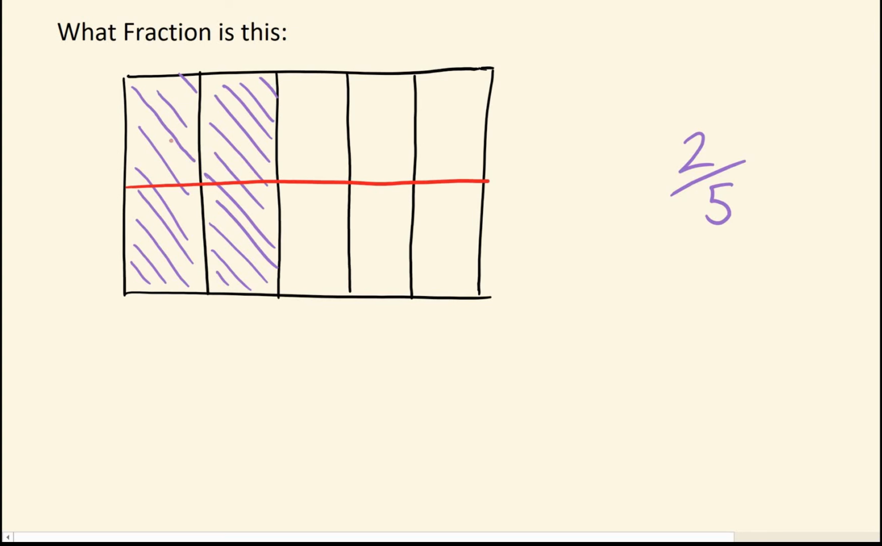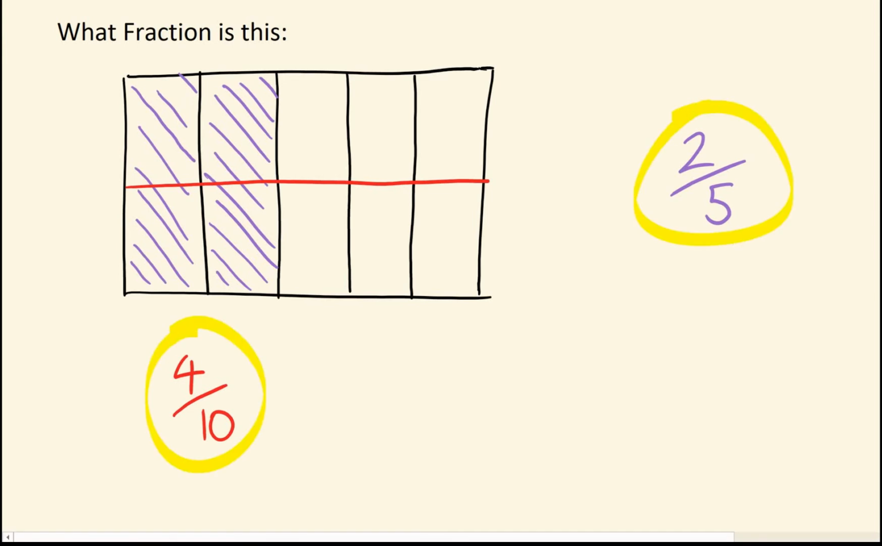So looking at it now, I've got 1, 2, 3, 4 boxes shaded in and a total of 1, 2, 3, 4, 5, 6, 7, 8, 9, 10. Same fraction, 2 different numbers, and these things are called equivalent fractions. Okay, they're basically 2 fractions that mean the same thing but have different numbers. Okay, that's the basis of how it works.